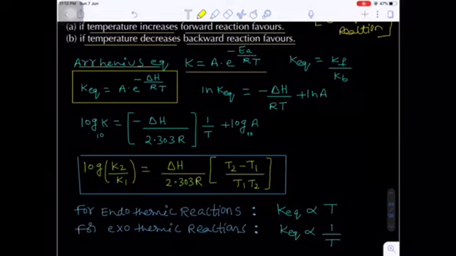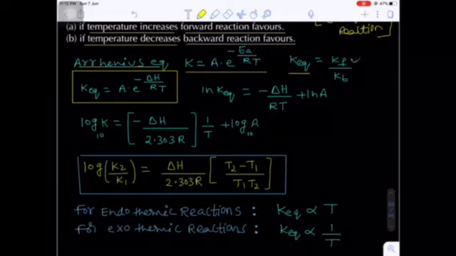Okay, next, K equilibrium is the ratio between the rate constant of the forward reaction to that of the reverse or backward reaction. After that we have one more equation: K equilibrium is equal to A into e to the power minus delta H by RT, where delta H is called the enthalpy of the reaction, the heat of the reaction. Are you getting my point?